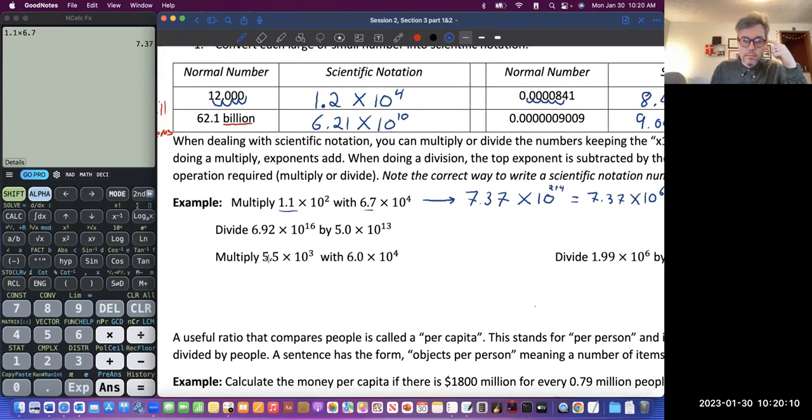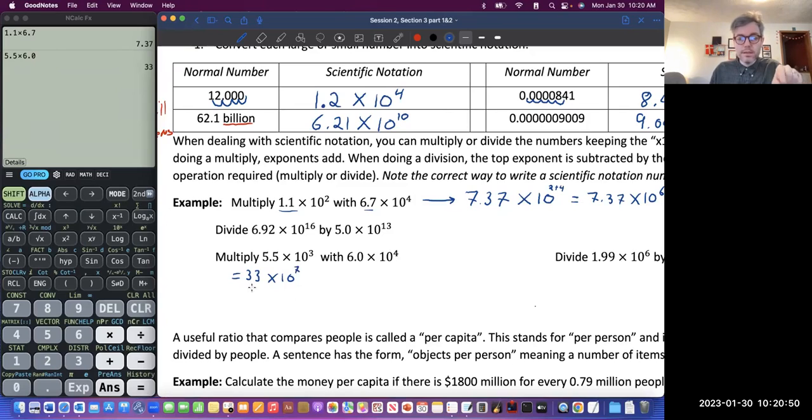I'm going to skip to the multiplying again, since we just did one with multiplying. Maybe the second one will make sense. Here we want to multiply 5.5 times 10 to the 3rd with 6.0 times 10 to the 4th. How am I going to do that? I'm going to multiply the numbers in front first. 5.5 times 6.0 gives me 33 times 10. I'm going to add the exponents. So that's a 3, that's a 4, that gives me 7. Okay, the first step is done.